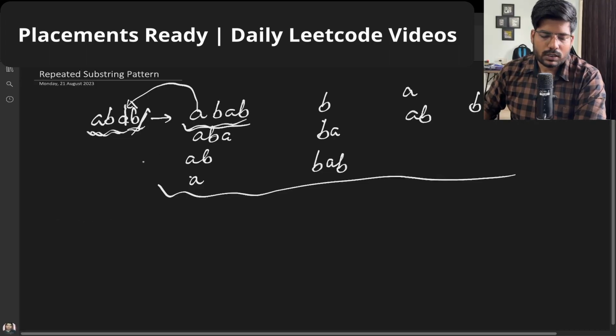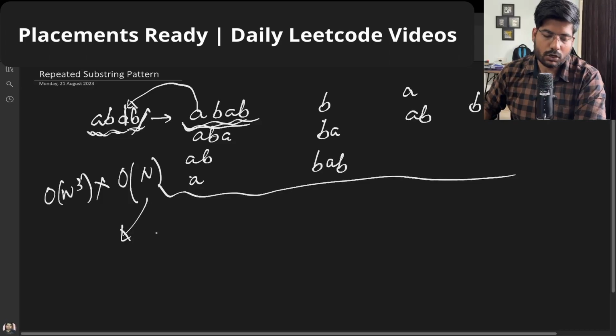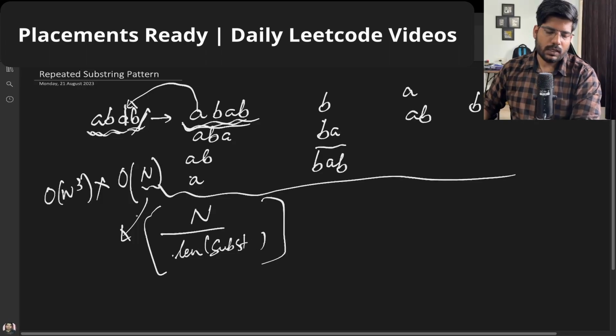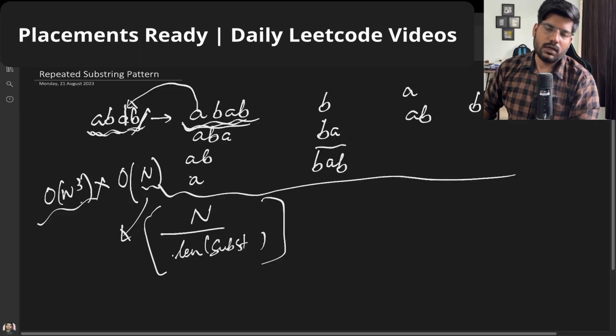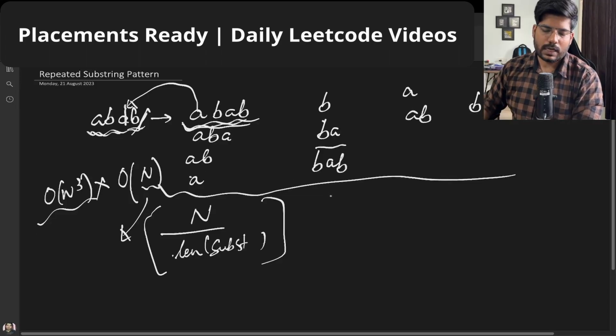So generating all the substrings will be taking order of n cube time. Again, if you are checking by concatenating all those things, that will be order of n. Okay, if you exactly talk about the time complexity, it will be the string length by length of the substring. So this approach will be giving us time limit exceeded.